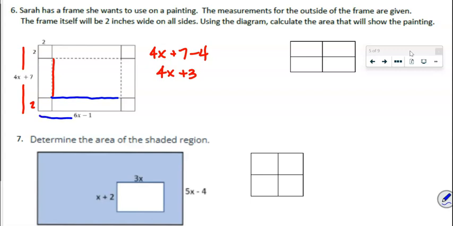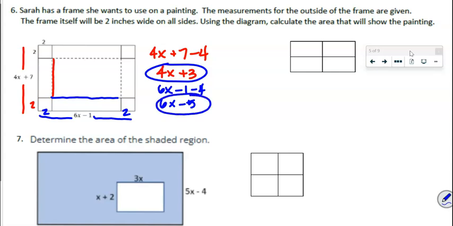This is the whole width, right? But again, it's got 2 over here and 2 over here. So we're going to do 6x minus 1 minus 4 again. So this is going to be 6x minus 5. So we're going to go ahead and put these two values in our box. 4x and 3 and 6x and minus 5.